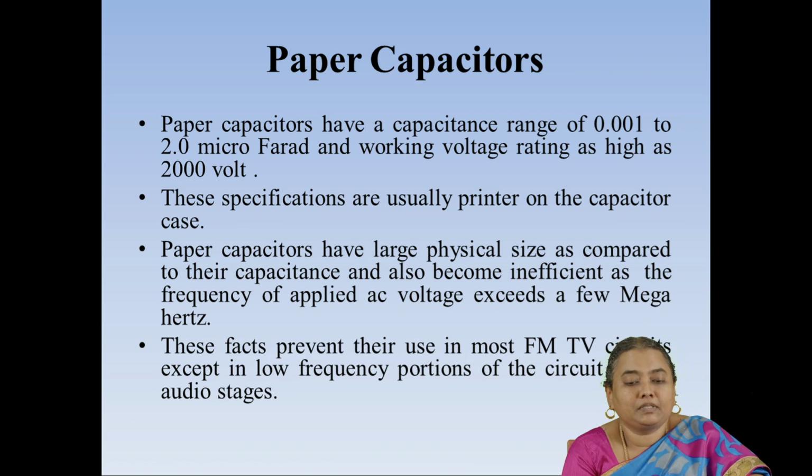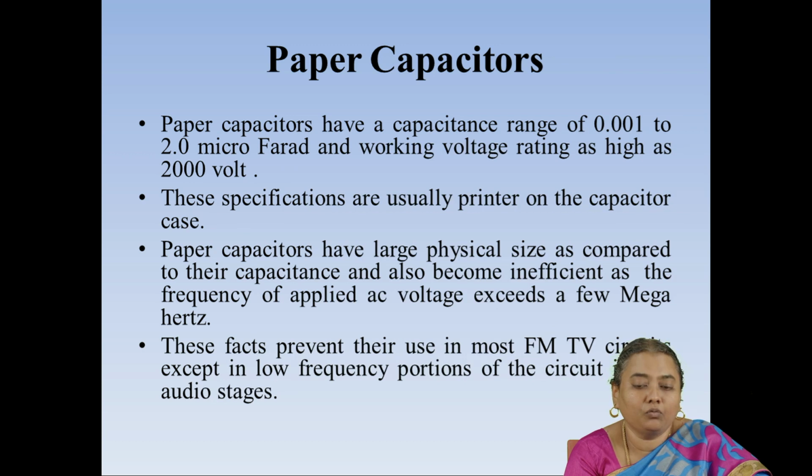The paper capacitors have a capacitance range of 0.0012 to 2 microfarad and working voltage rating as high as 2000 volt. These specifications are usually printed on the capacitor case.